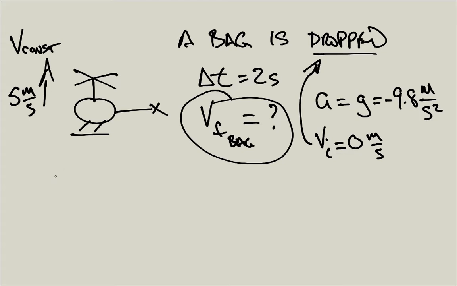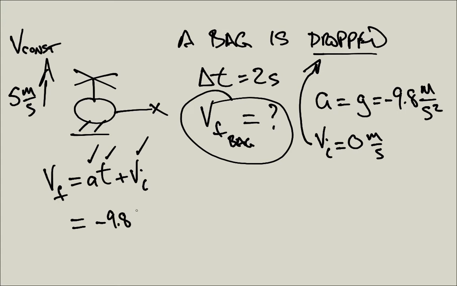So let's see what equation we can use to find that. This one looks pretty good. V final equals AT plus VI. And if you'll notice, we have the time, that's 2 seconds, we have the A, and we have the initial velocity. Yes, we can use this equation to find the final velocity of the bag. So let's plug our numbers in. 9.8 meters per second squared times a time of 2 seconds.